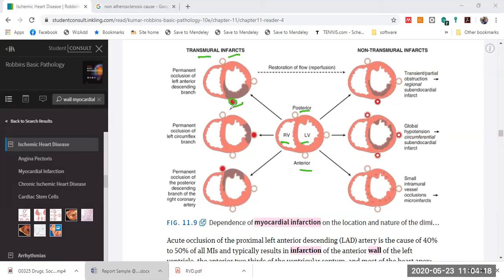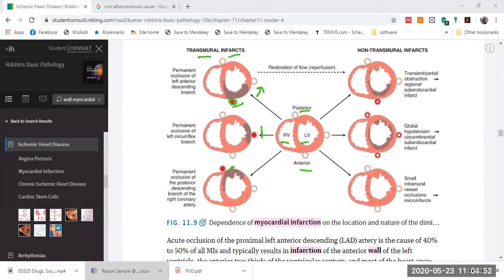And if, for example, there is a permanent occlusion of the left circumflex branch, this infarction can move from the left anterior to the central, or you can say the left circumflex branch. Here you can see, and then it can further move to a permanent occlusion of the posterior descending branch of the right coronary artery.